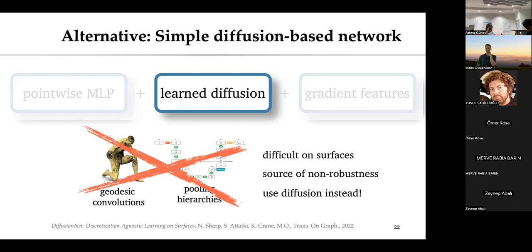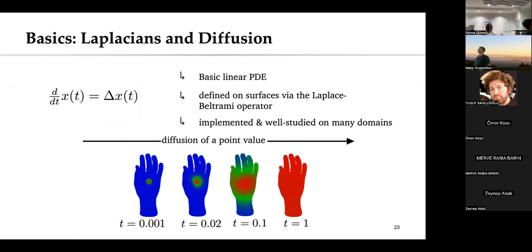So what is this learned diffusion? Basically, it's actually very intuitive, I think, because it has this physical interpretation. Suppose that I have a surface like this hand, and I have some initial source of heat. So for example, I have this point, and at this point I have some distribution of heat that's maybe focused, and then everywhere else is close to zero.